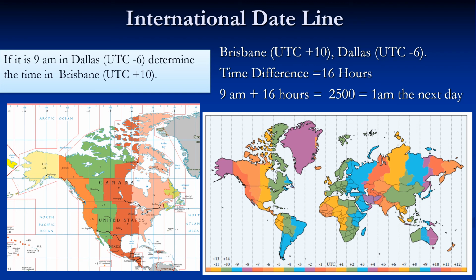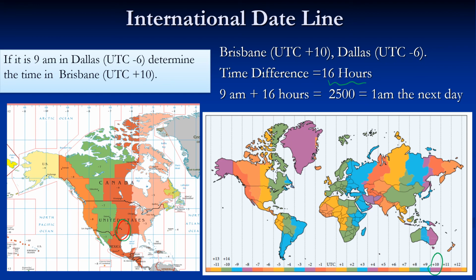If we look at Dallas, this is a little bit of a backward question from before. So here's Dallas down here, that's hard to see. If it's 9 a.m. in Dallas, determine the time in Brisbane, which is UTC plus 10. So what we want to do is just consider the time difference. I've got the time zones on the map for you, so we can just calculate the difference by doing the plus. So it's 6 hours behind plus 10 hours ahead. That's going to be a time difference of 16 hours.